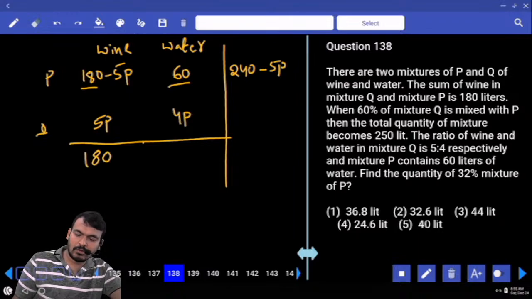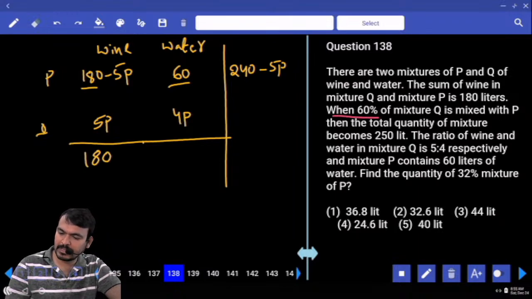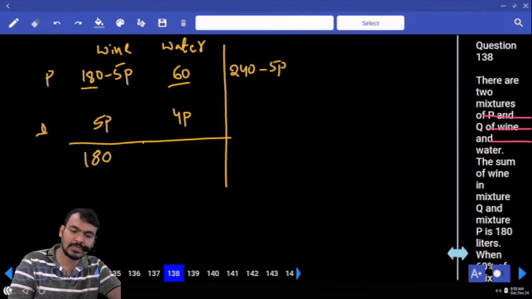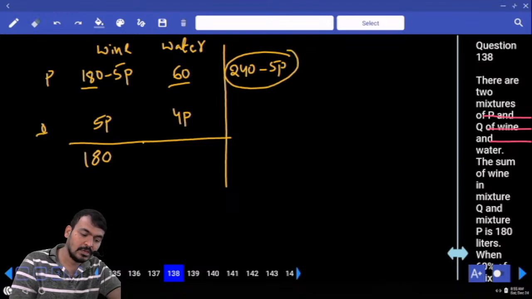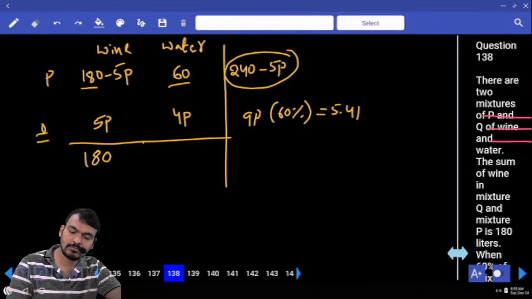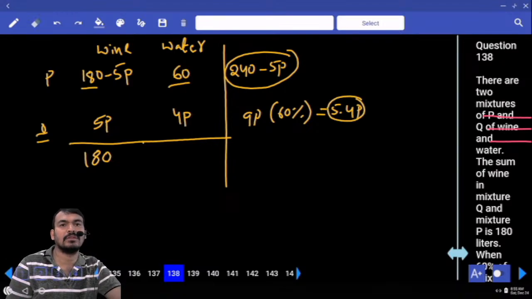Or what is the total? 60% of the mixture Q is mixed with which one? P. Then the total quantity of mixture becomes how many liters? 250 liters. Means 60% of mixture Q is added to mixture P. What is the mixture Q total? 9 parts. In this one how much percent is taken? 60%. What is 60% of 9 parts? 5.4. Yes or no?